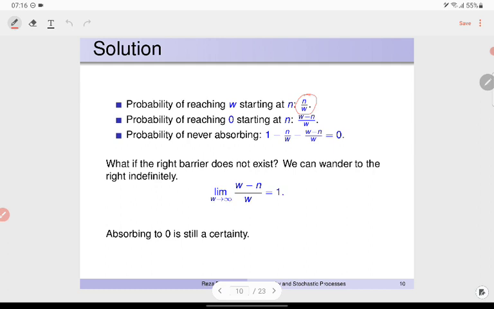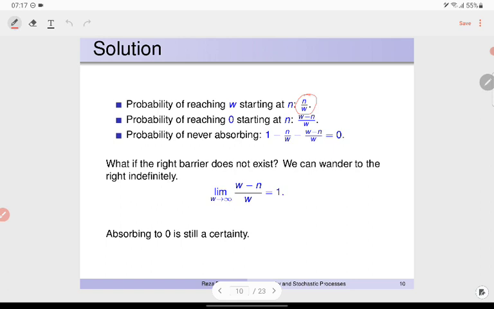Then the probability of reaching 0 starting at any position n that you like is still given by W minus n divided by W. But W right now approaches infinity, because this can go indefinitely to the right. So we take the limit as W approaches infinity, and W minus n divided by W is equal to 1. So if there is no absorbing barrier on the right, the probability of reaching 0 is equal to 1.